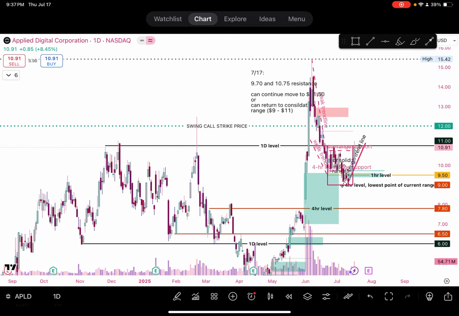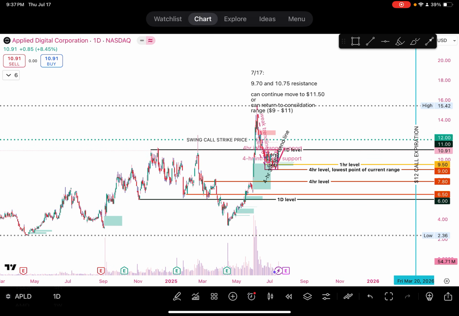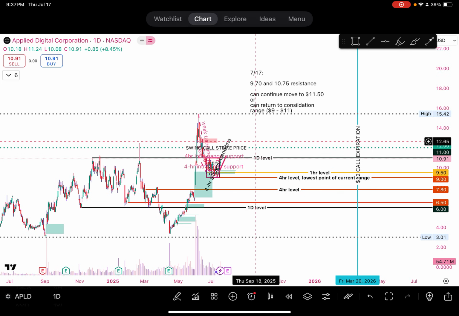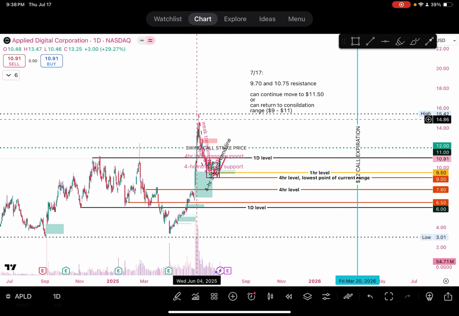All right, so let's talk APLD or Applied Digital. I am currently in a $12 strike call that expires on March 20th of 2026, and we're currently sitting at 10.91. So I'm looking for a move up $1.09 to hit my strike price, which I honestly feel is relatively guaranteed, especially since we have this gap all the way up into $15, and this $15 was just in June.